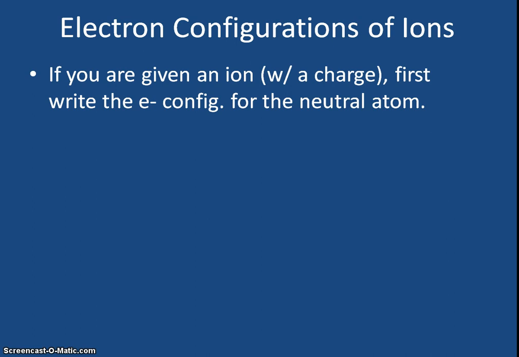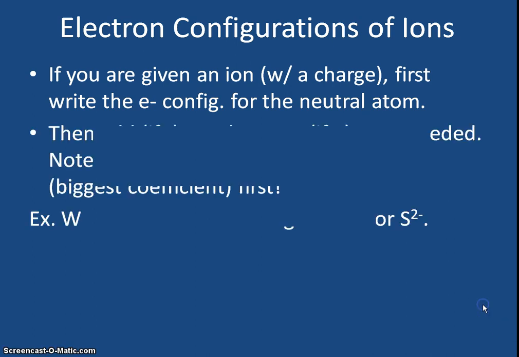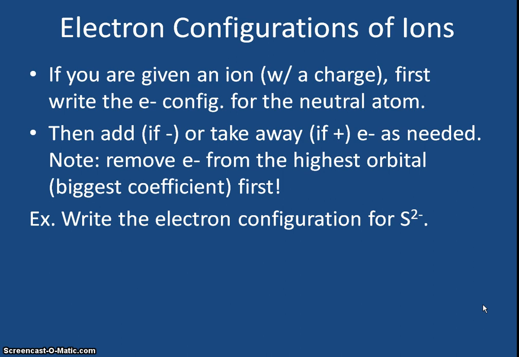An ion is any particle that has a charge on it, which means it either gained or lost an electron. So if you're given an ion, first thing you want to do is go ahead and write the electron configuration for the neutral atom. Then you're going to add electrons if it's negative, or take them away if it's positive. And don't forget that it's opposite of what you think. Negative tends to make you think take away, so make sure you remember it's opposite. And you always want to remove electrons from the highest orbital or the biggest coefficient first.